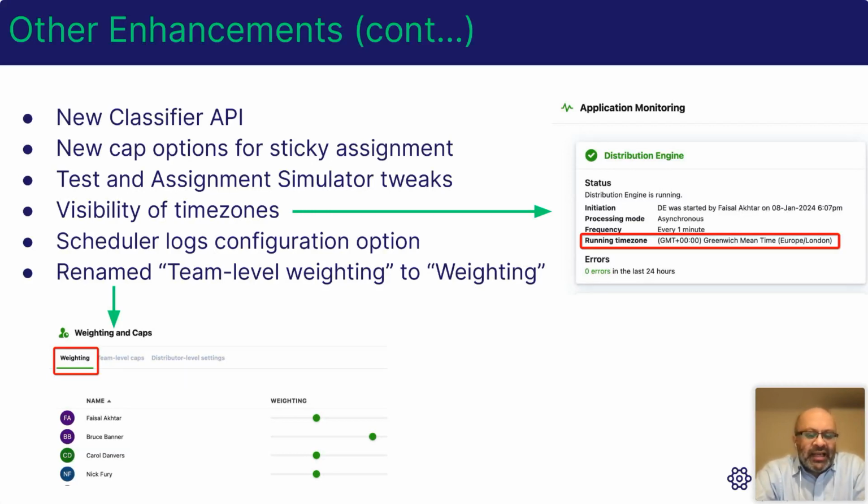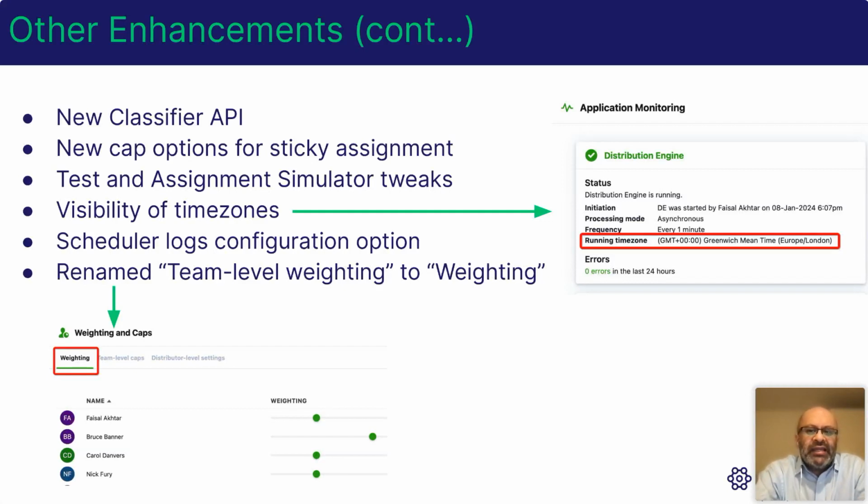Within our test and assignment simulator tools, we've made some optimizations, including an improved display of caps. There's an alert when a previous assignment would cause a prospective assignment to fail. And there's also an alert for when user exclusion filters would cause a prospective assignment to fail. We've increased the visibility of time zones. So where appropriate for the information on the page, the relevant time zone will be displayed. So here on the distribution console page, for example, on the right-hand side of the slide.